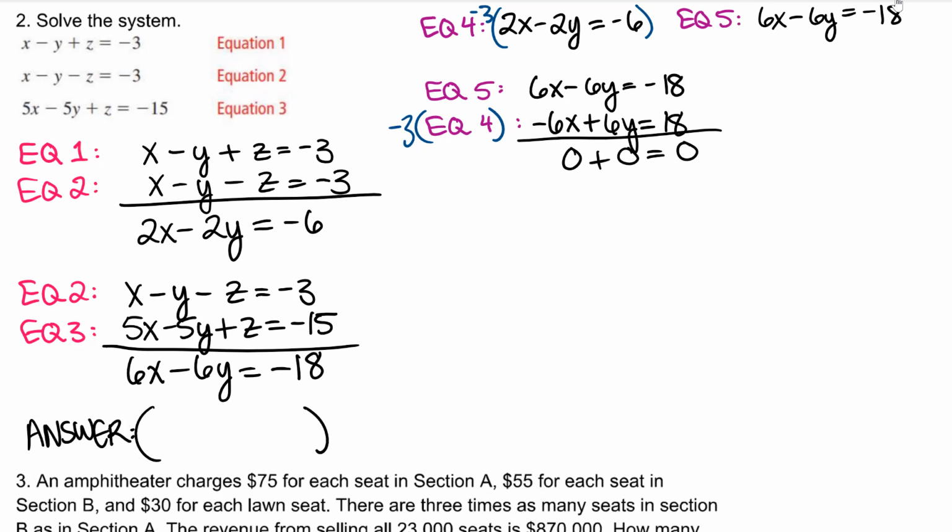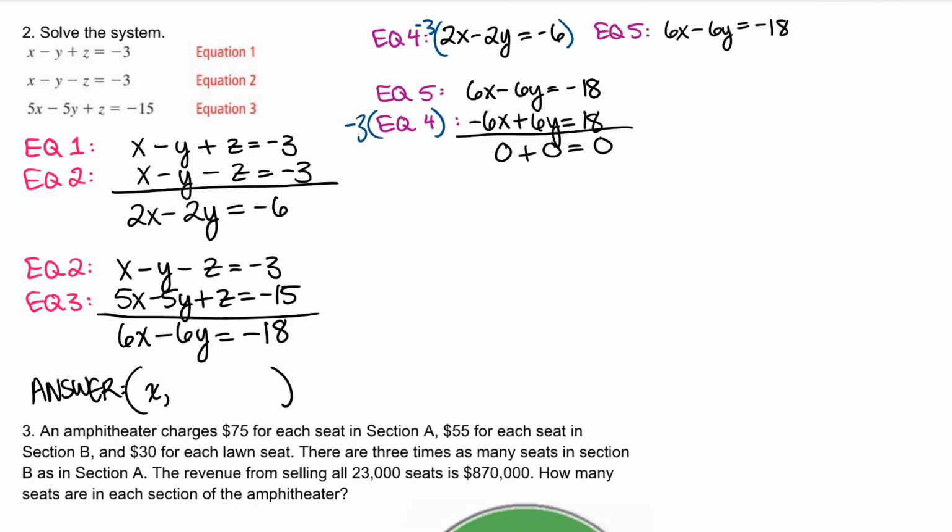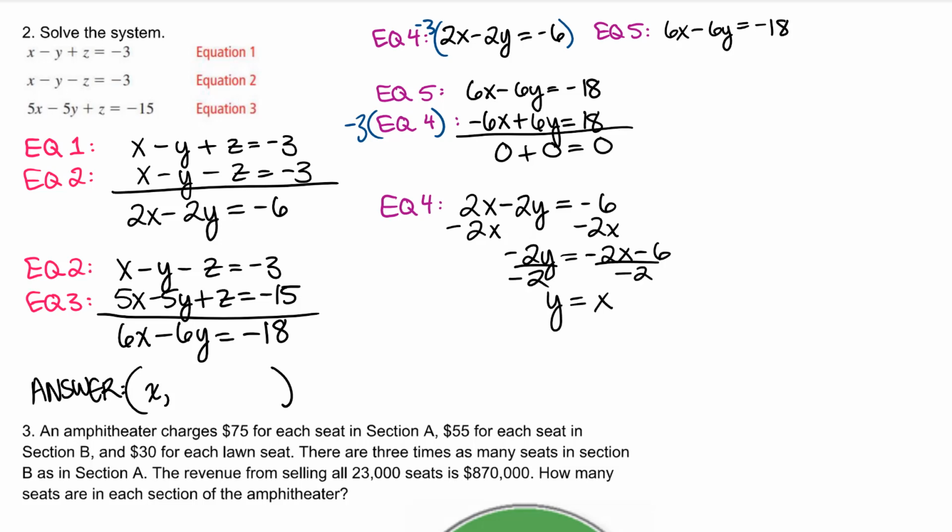To write your ordered triple in terms of x, the solution for x would be the variable x. To write y in terms of x, I'm going to take either equation 4 or 5 and solve it for y. I'll take equation 4. So in terms of x, y is equal to x plus 3.